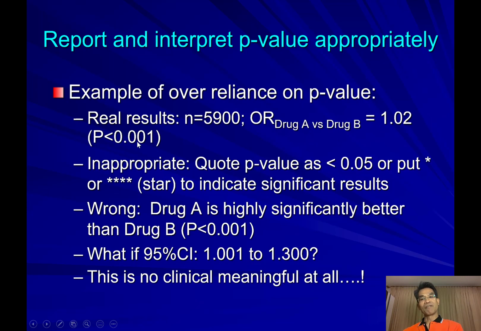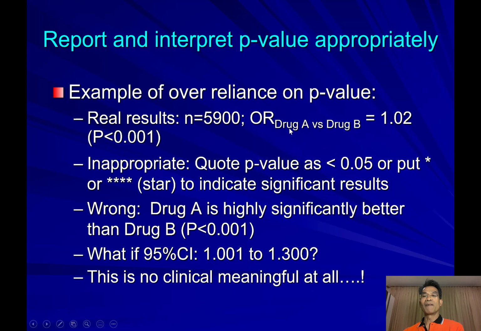But it can be significant if the sample size is large. So in this scenario, if we report a p-value less than 0.05, or sometimes put a star or four stars to indicate a significant finding, this will mislead the audience to understand that it differs significantly.